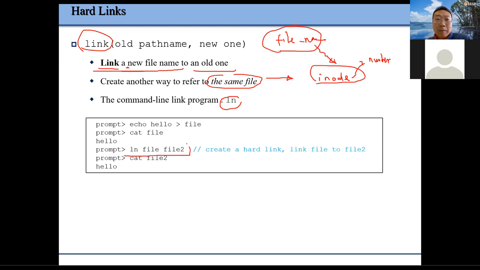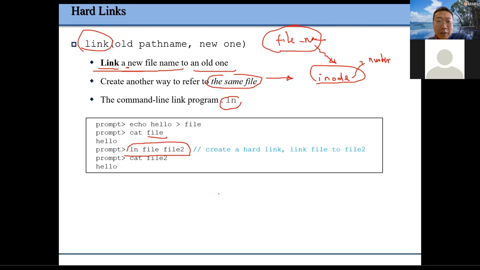For example, this is a command, okay? Suppose we have a file called file. We can link file to file2. Then we can cat file2. Then file2 actually refers to the same file. Okay, file2 is another name basically inside our directory.